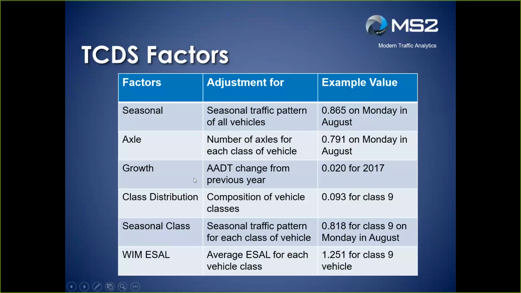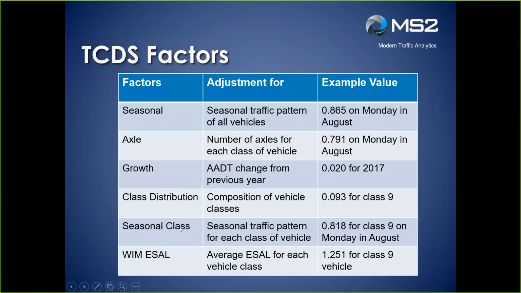We also have a growth factor. That means if you do not count that location every year, but you do need AADT for every year, then for all those locations where you have no actual count, you can use the growth factor to project it up to the current year. For example, if it's 0.02 for 2017, that means the AADT change from 2016 to 2017 is about 2%. So these are all in decimal format.